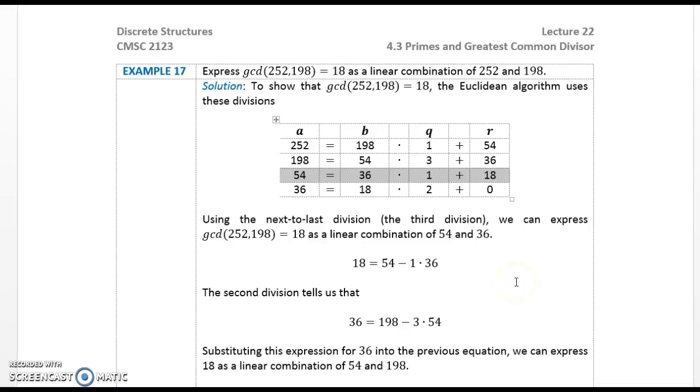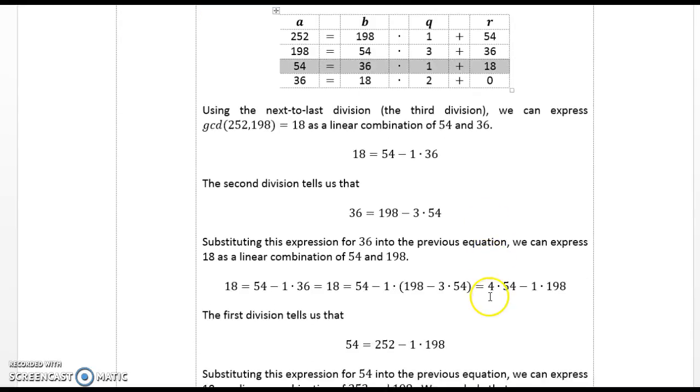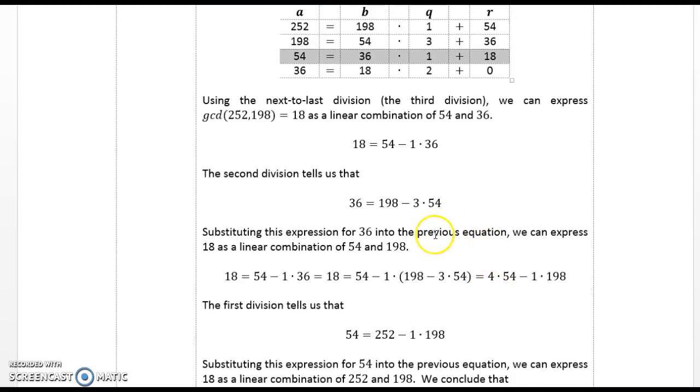18 is equal to 54 minus 1 times 36. The second division tells us that 36 is equal to 198 minus 3 times 54. Substituting the expression for 36 in the previous equation, we can express 18 as a linear combination of 54 and 198. So we finally arrive at 18 is equal to 4 times 54 minus 1 times 198.